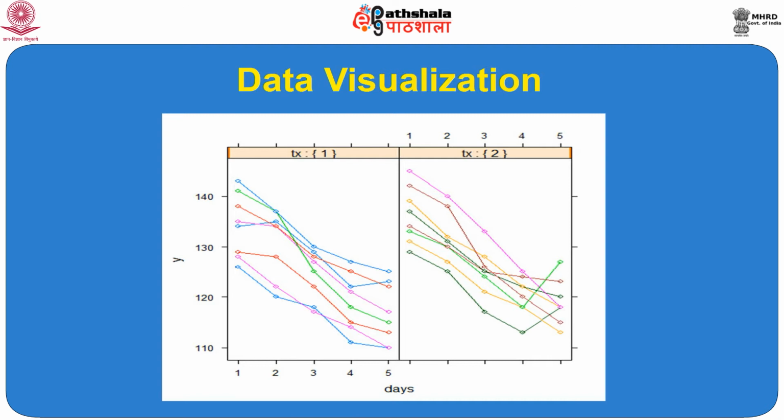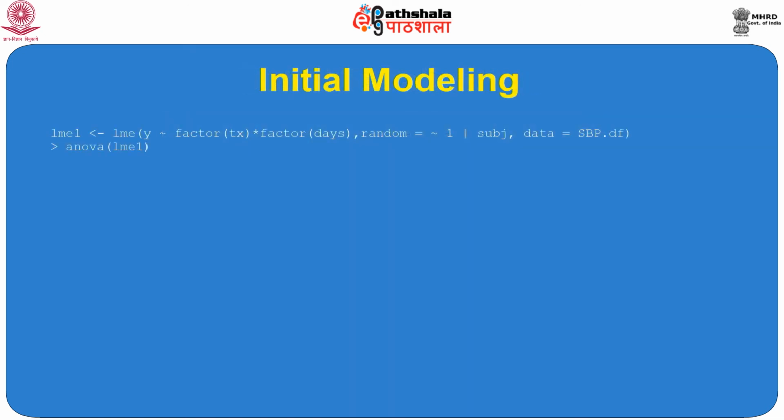So 5 points observations were there, and 5 plotted data is here for data visualizations. Now we will go for further analysis for this data set. This is the initial model. We are going for LME model, that is linear mixed effect model, and I will come to why we are going for this mixed effect model.